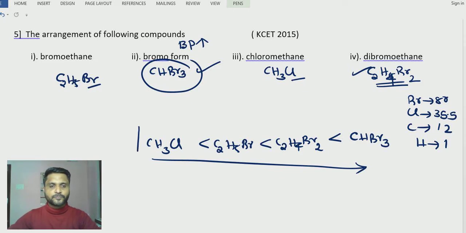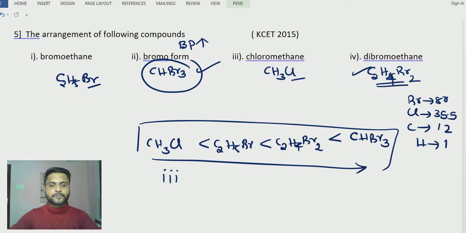Clear students? Right? Or I can also write CH3Cl is Roman number 3 here, followed by Roman number 1, followed by Roman number 4, and followed by the second one. Okay, so this should be the option actually. Okay, right?